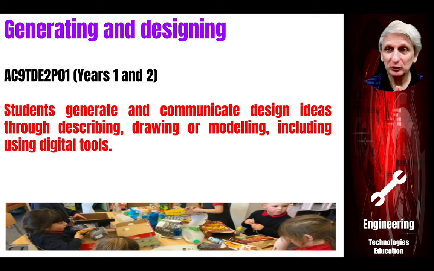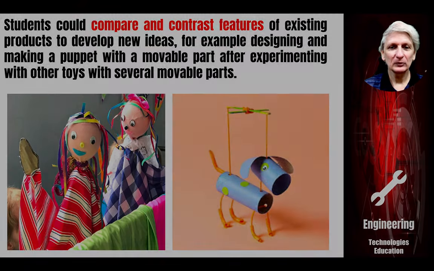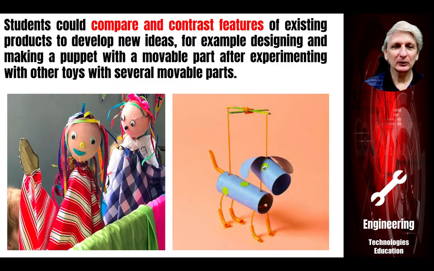But they are expected to generate their own designs. So the first content descriptor here is students generate and communicate their design ideas through describing, drawing, or modeling, including the use of digital tools. So one approach could be comparing and contrasting various features of existing products and developing new ideas from those. So looking at how different puppets use different ways of providing performances, and students coming up with their own puppets.